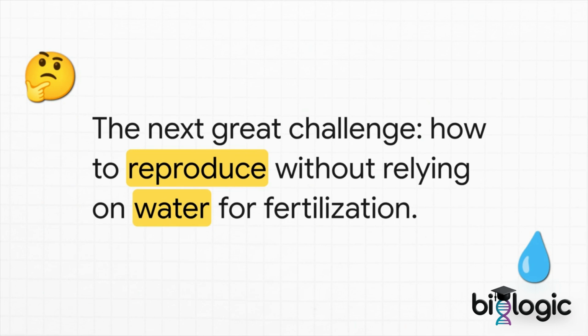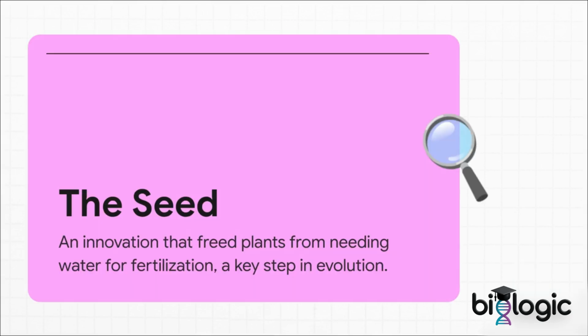But even with this incredible plumbing, ferns and their relatives still faced the exact same reproductive problem as the mosses. They still needed water for fertilization. Solving this final puzzle was the key to unlocking the entire rest of the continent for plant life. And the solution was pure genius: the seed.